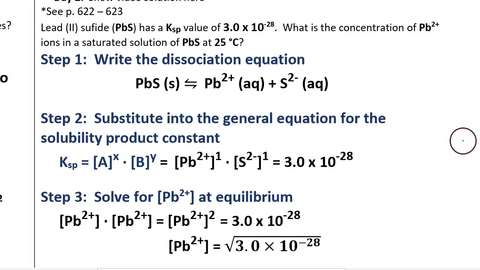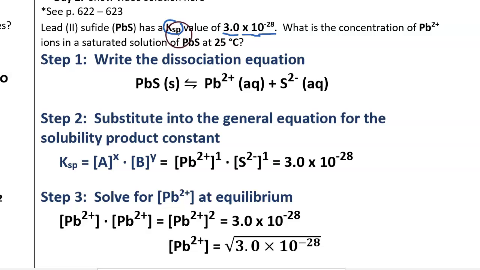Here is the answer for the Day 2 bell work. Lead 2 sulfide, which has the formula PbS, has a KSP value of 3.0 times 10 to the negative 28th power. KSP stands for the solubility product constant. Capital K is often used in mathematics to represent a number that is a constant value.